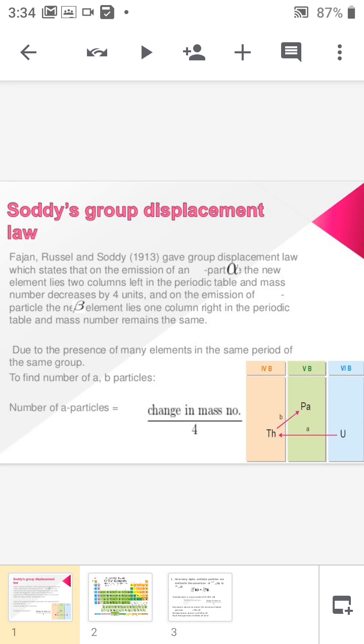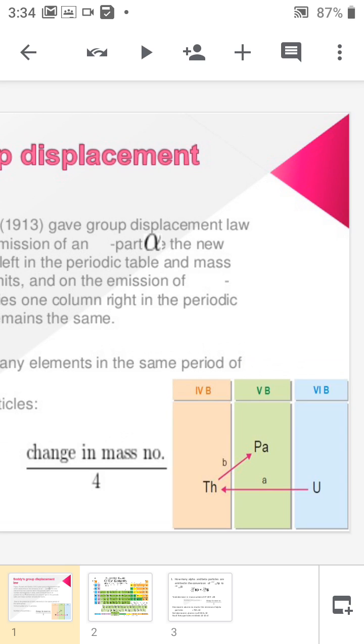So, according to this concept, when an alpha particle is emitted by a parent nuclei, the newly formed element, that is the daughter nuclei, lies 2 places to the left of the parent element in the periodic table, while when a beta particle is emitted, the new element, that is the daughter nuclei formed, lies 1 place to the right of the parent element. So I have quoted one example here.